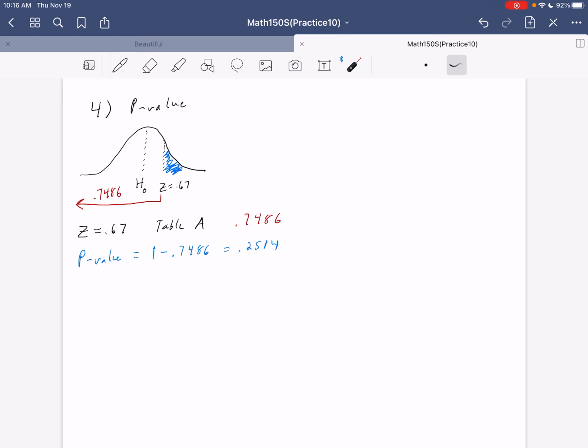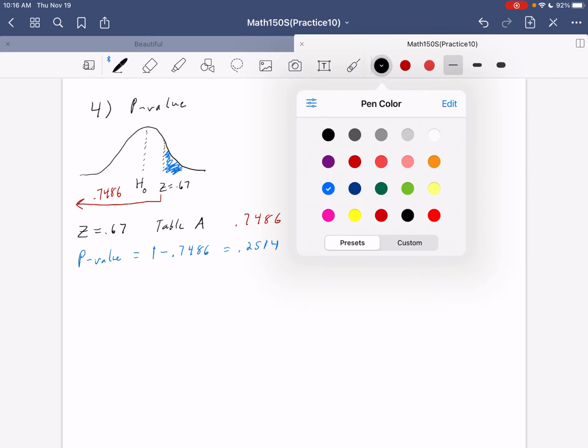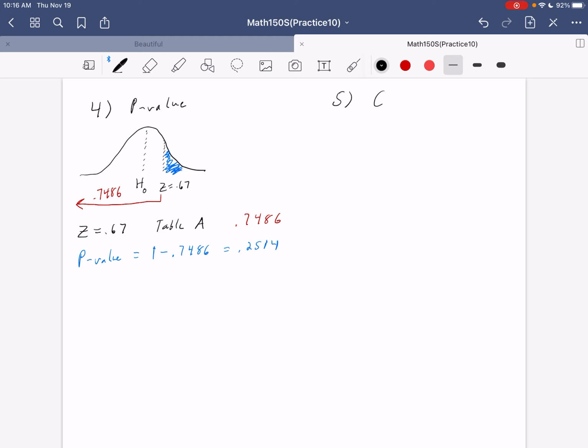Remember, that is one advantage of these proportion tests, is that you do get an exact value for the p-value rather than a range. And that's just because we have a little bit more information on table A than we have on table C. So there we go. We have our p-value. Now let's go ahead and make a conclusion, which we can do right here.